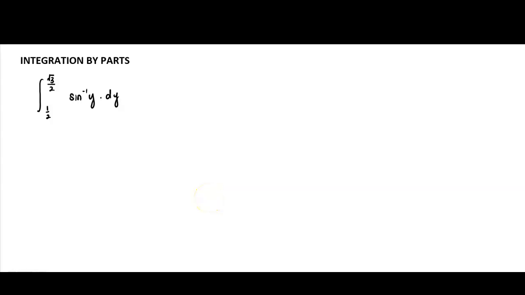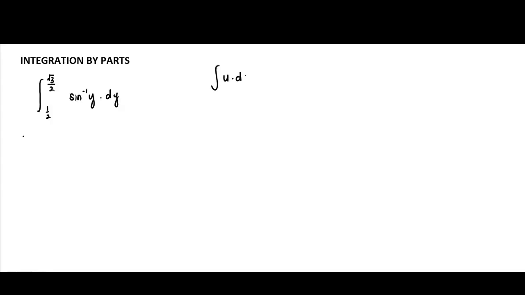Alright, today we are going to do integration by parts. We are going to attempt answering this integral where we want to integrate the arcsin of y. So the first thing you have to do is decide which is going to be your u and which is going to be your dv, because when we do integration by parts, we need to have this.